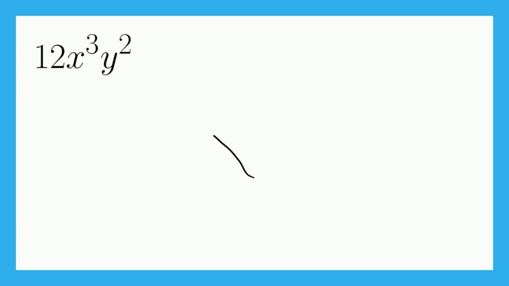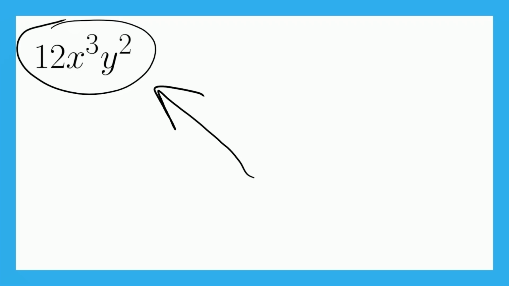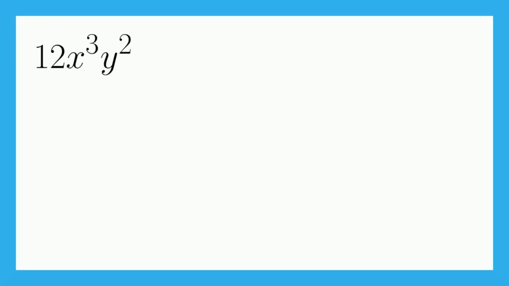So before we try to factor 12x cubed y squared, let's talk about what it really means to factor a monomial. It's pretty simple. To factor a monomial like this, we just need to separate the original expression into two or more expressions that, when multiplied, will still give us the original expression. So we're going to do 4 examples of correct factorizations of this monomial.